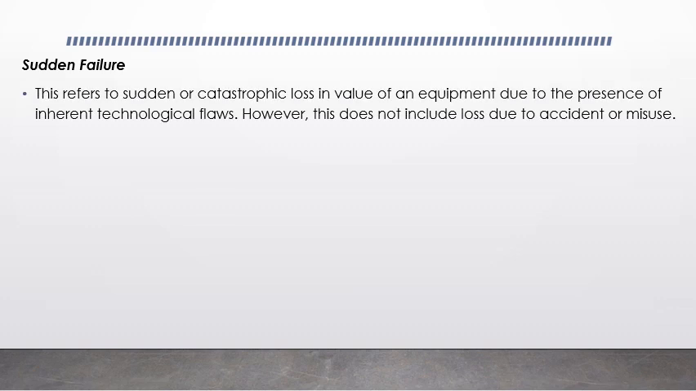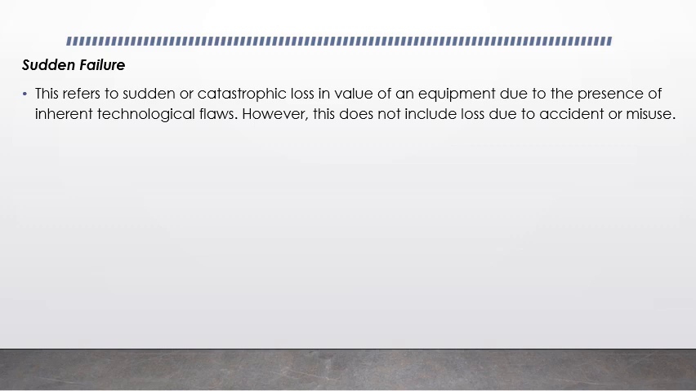Next reason is about sudden failure. What we term as catastrophic failure. The value of the asset may become almost zero or negligible due to inherent technological flaws. But it doesn't include loss due to accidents or misuse. Sudden failure may happen. Technologically, it could have some flaw which was not identified earlier, and I was using that, and all of a sudden it stopped working. Why did it stop working? There was a flaw which I could not identify.